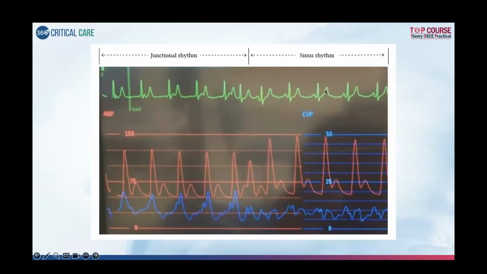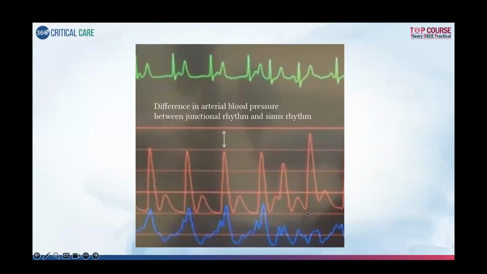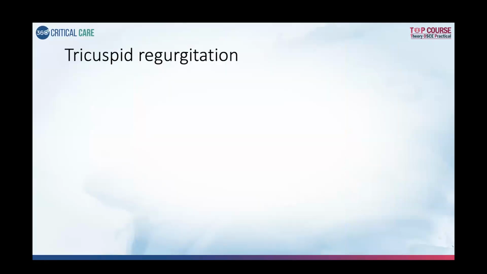But as the rhythm becomes more sinus, you can see the P waves here. The canon A waves disappear, with only positive, smaller A waves, as you can see here, right? So this is a very good picture of junctional rhythm and sinus rhythm: canon A waves in the junctional rhythm, and no canon A waves, or normal A waves, in the sinus rhythm. Similar picture here, same thing.